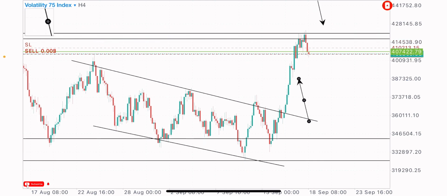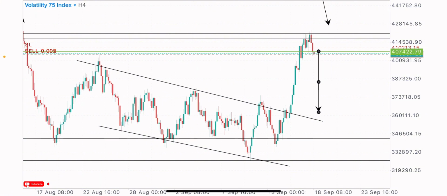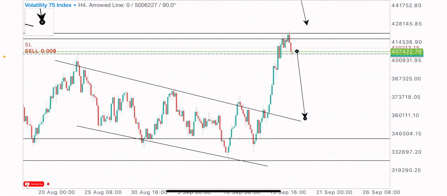So currently the market is reacting on a level of resistance. So we're expecting these sells to the downside. We're expecting these sells on this current price level to the downside on 75 index. And we have a zone as well.